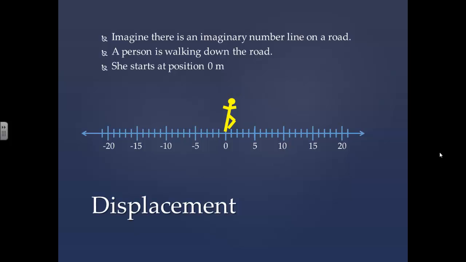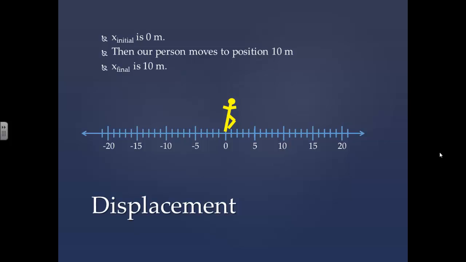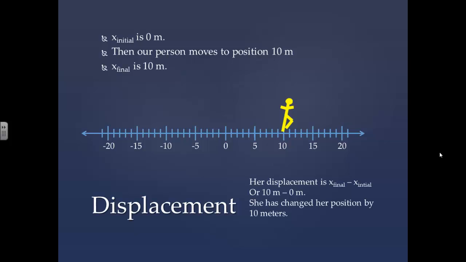Imagine there's an imaginary number line on a road. A person is walking down the road. She starts at position 0. The initial position, x initial, is 0 meters. Then our person moves to position 10. The final position, x final, is 10 meters. Her displacement is final minus initial position, or 10 meters minus 0 meters. She has changed her position by 10 meters.